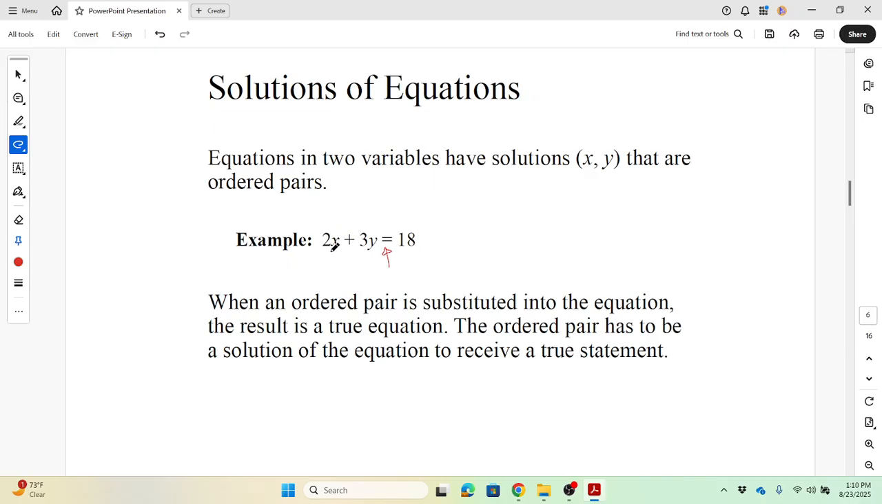And the graph of this equation can be found by plotting all those possible solutions. There might be infinite solutions. So our job is to find those solutions, plot the points and join them. And that's how we find the graph of an equation.